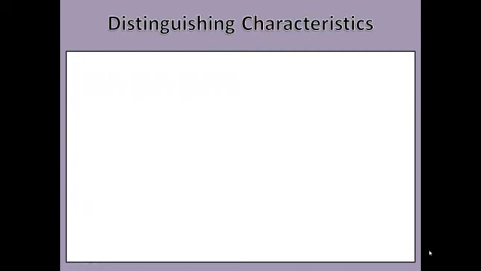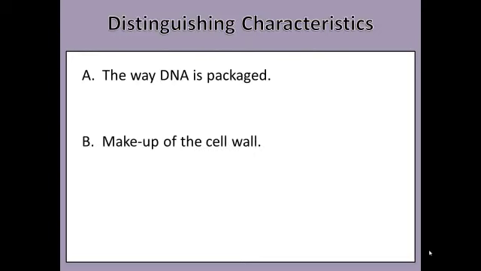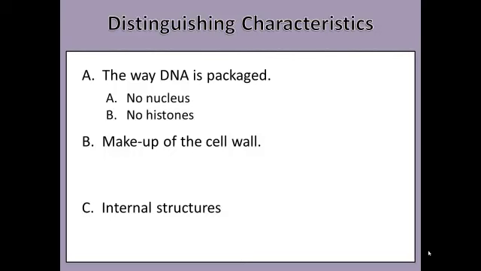Let's talk about distinguishing characteristics of prokaryotes, in other words, characteristics that distinguish them from eukaryotes. These are the way the DNA is packaged, the makeup of the cell wall, and internal structures. So bacteria do not have a nucleus, they do not have a lipid bilayer surrounding the DNA within the cell, and they do not have histones. Histones are proteins that are unique to eukaryotes that the DNA is wrapped around as a part of the packaging process, and we'll talk about that more in later chapters.